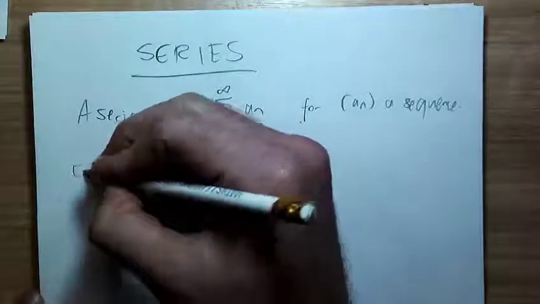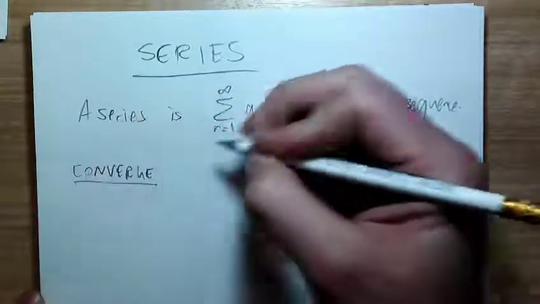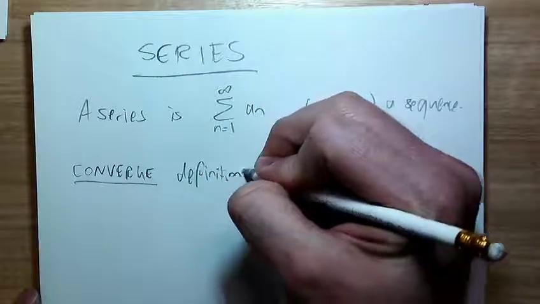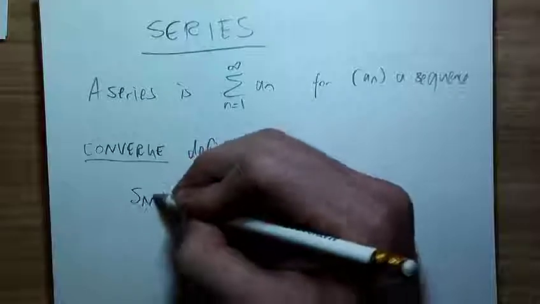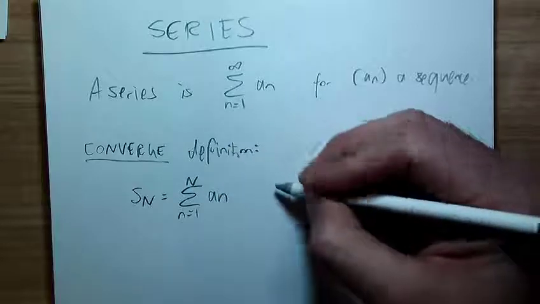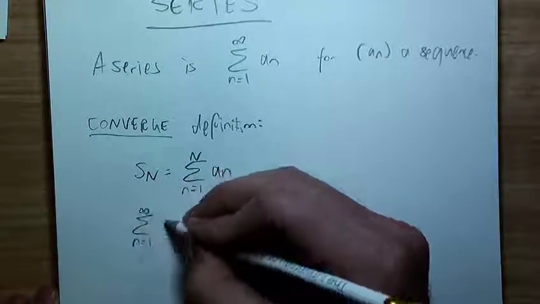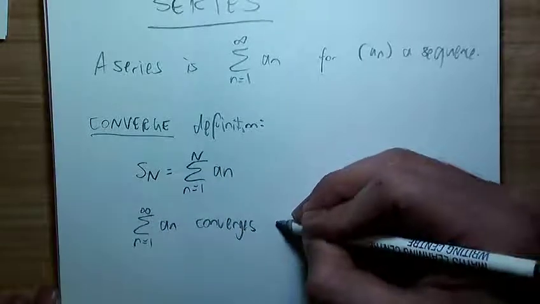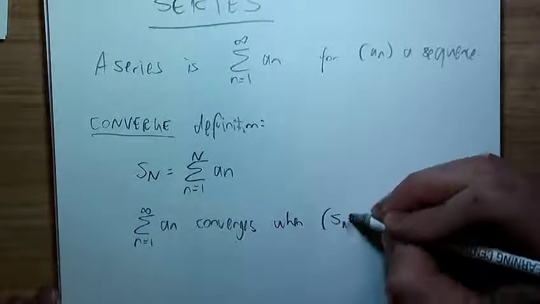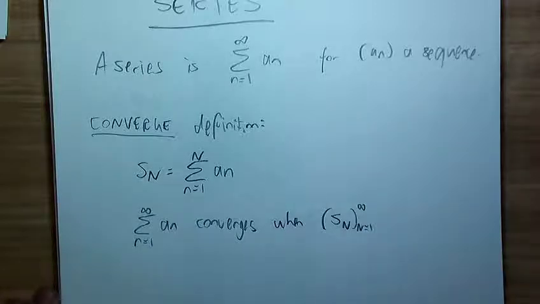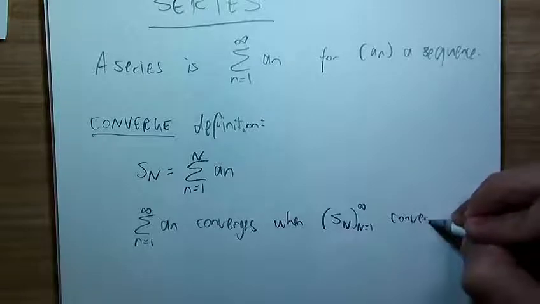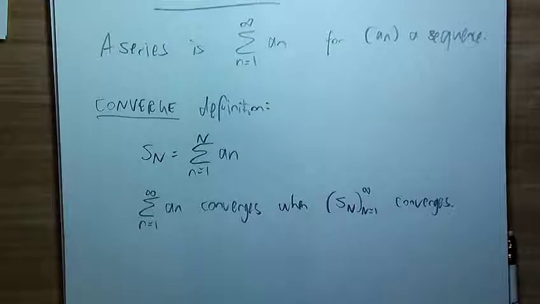And the definition of converging. Sn equals the sum from 1 to n of an. This converges when that converges. Basically, if you want to know if an infinite sum converges, then you add it up to the first one, and then the first two, and then the first three, and then the first four, and that makes a new sequence of numbers, and now we can talk about convergence in terms of sequences instead of series. Okay, cool. So that's the formal definition of converging.